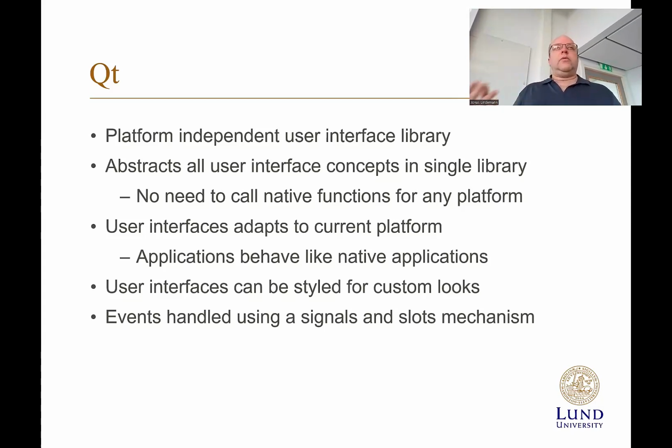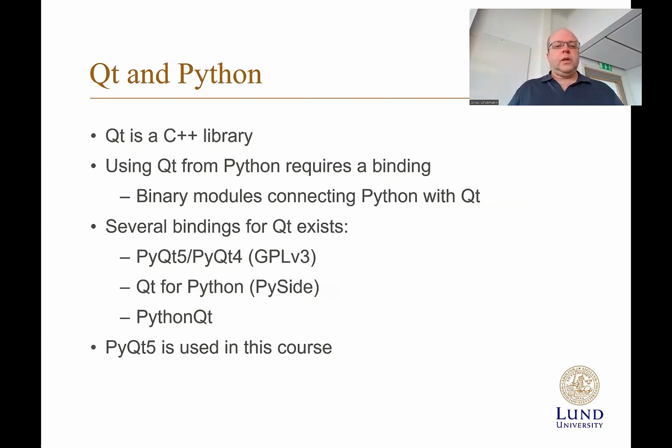Also, all the events when you work with the user, like clicking, moving, dragging, are handled using something called signals and slots. If you press a button, there's a signal sent, and you can connect that to a slot where you have your own code. That is also implemented in Python, so you can connect your user interface with your code. As I said before, Qt is a C++ library, and to be able to use it, we require something called a binding, which are binary modules that connect to the C++ library and provide a Python-based module library which we can talk to from our Python code.